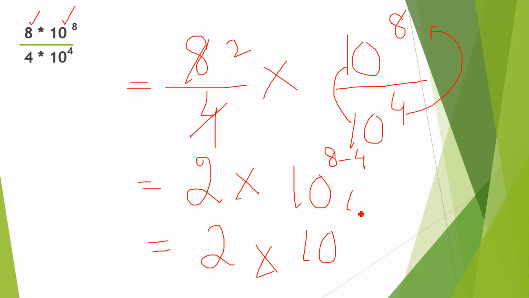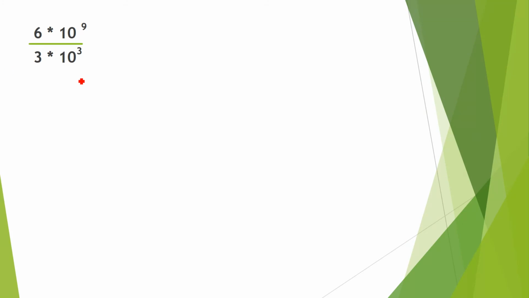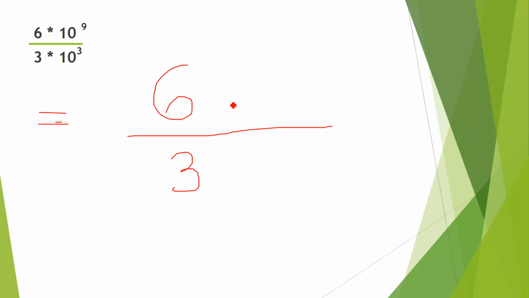Again, our answer is in scientific notation. The first part is less than 10. The second part is the power of 10. So it is right. One more question here. I will solve it directly instead of making the grouping. So 6, 3 divided by 3. Here is 10 raised to power 9 and then minus 3.